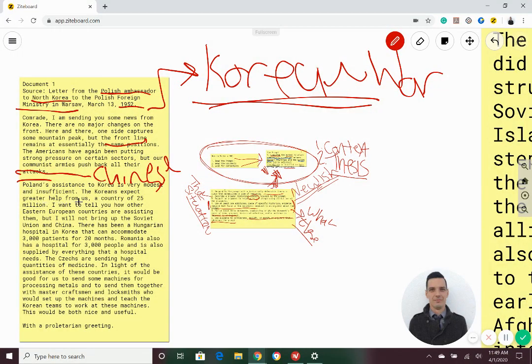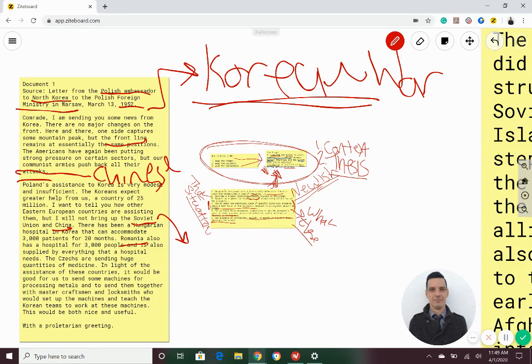The Koreans expect greater help from us, a country of 25 million people. I want to tell you how other Eastern European countries are assisting them. But I will not bring up the Soviet Union and China. So as we talked about before, the Soviet Union is basically Russia and China. Russia would send equipment, technicians, pilots, things like that. China was dressing up soldiers as Koreans and marching across the border to stop the United States.